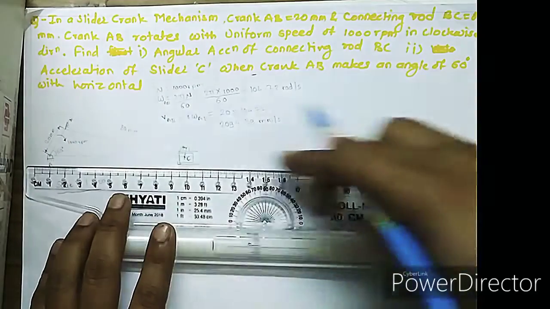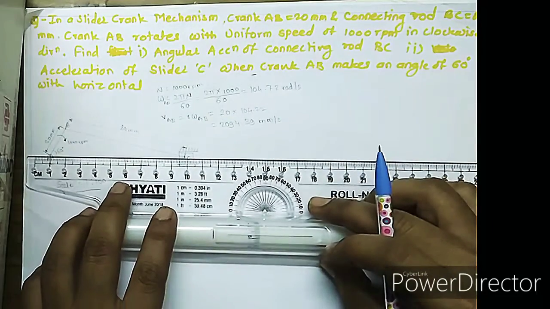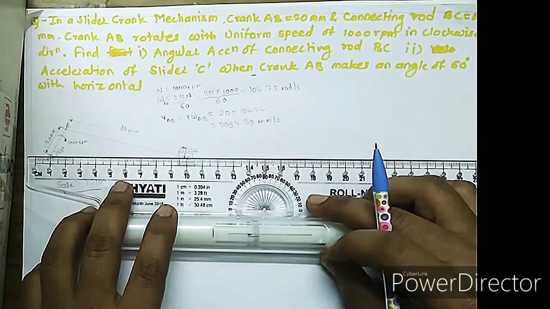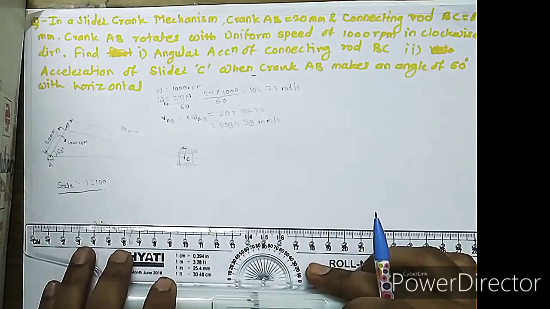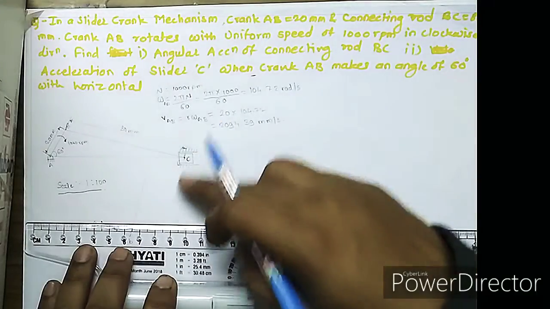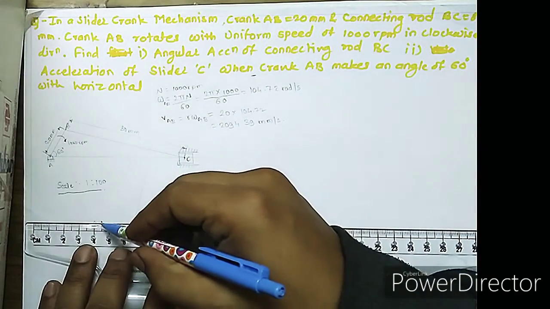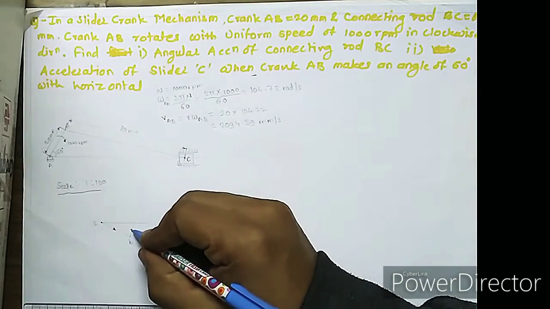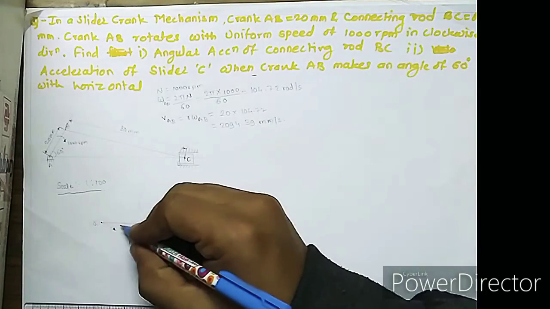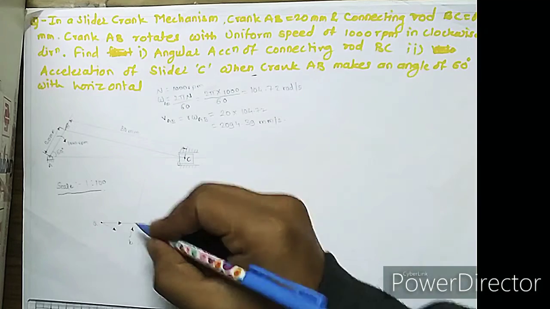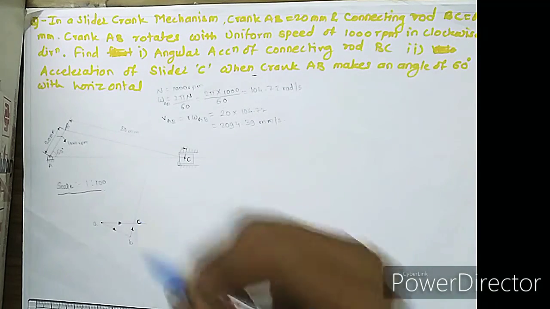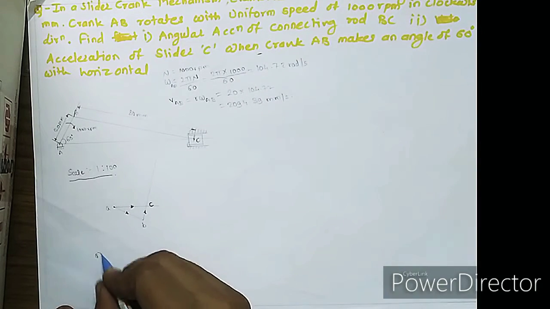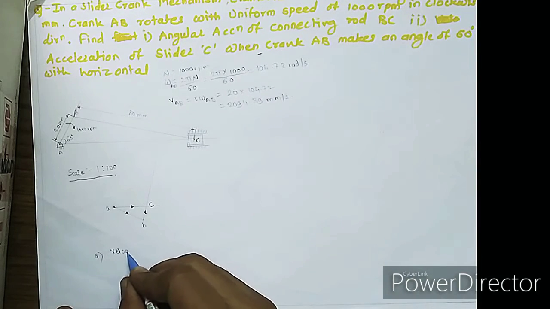Now the slider has a reciprocating motion in a horizontal direction, so we have to draw the line horizontally, or linearly, from point a, since the slider moves in fixed guideways. Mark arrows, a, b, c. Here we got the velocity diagram.